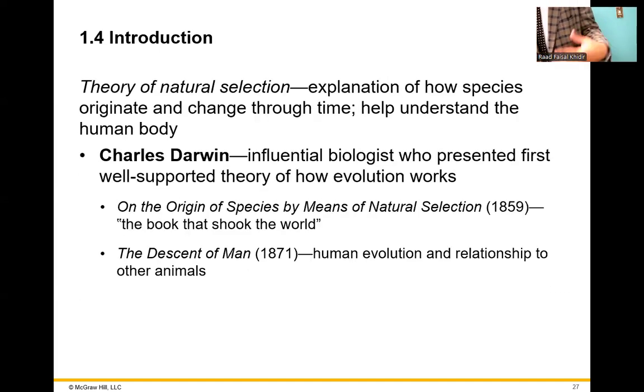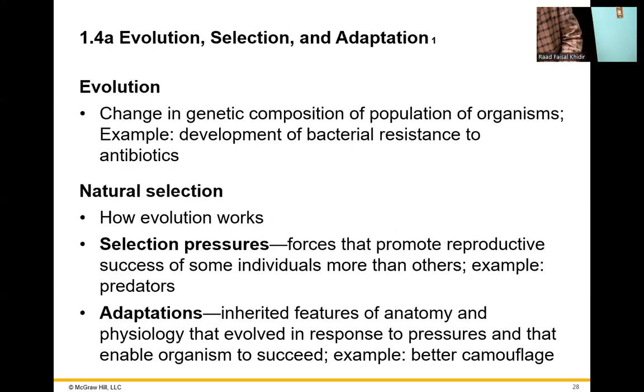Okay, so Charles Darwin, we talked about that. He wrote the nice book, The Origin of Species. And what did he say? He said two things. He said that we evolved from a common ancestor, and that we will continue to change as long as there is selection pressure.